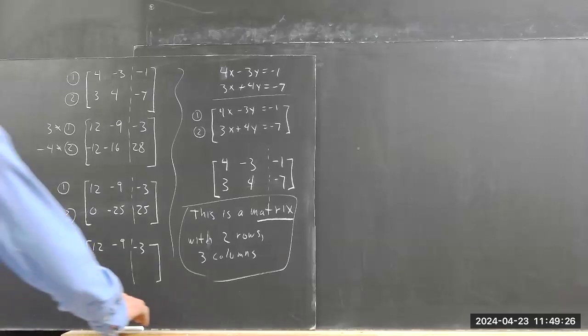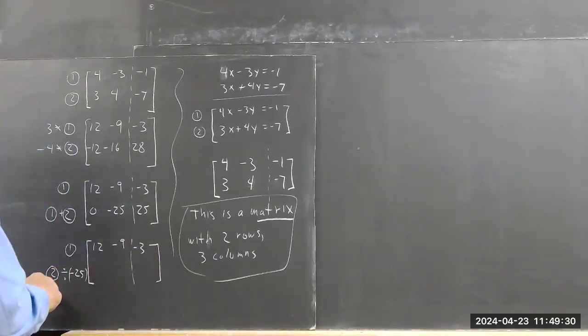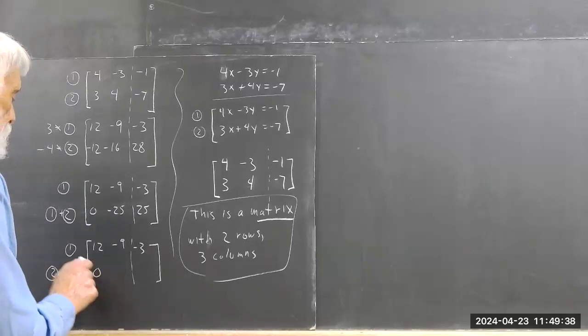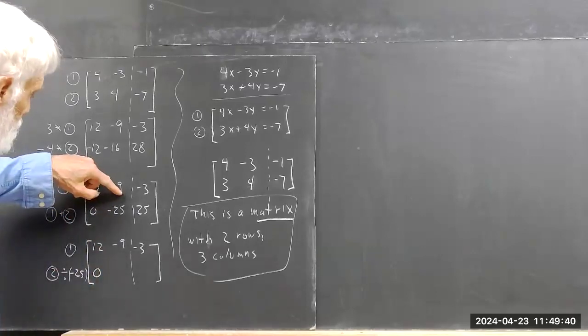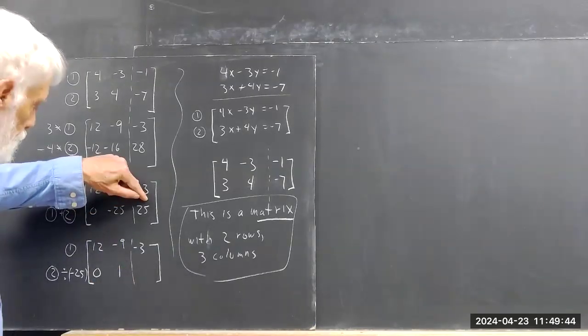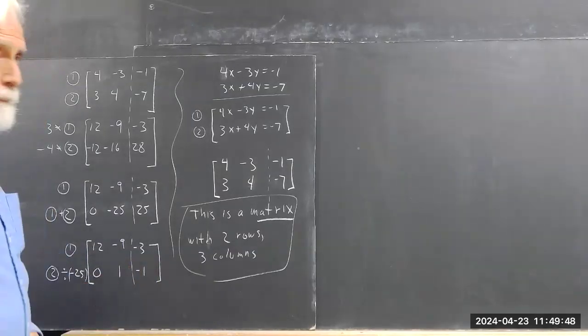Okay. Up here. Second line, second row, divided by -25. 0 divided by -25, not surprisingly, is 0. -25 divided by -25 is 1. And 25 divided by -25 is -1.